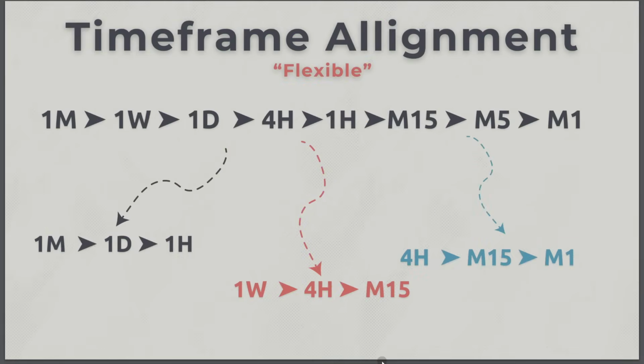Without time frame alignment, we cannot perform a top-down analysis. So we need to have a clear time frame alignment. This way, we can perform the top-down analysis perfectly. And we need 2 or 3 time frames. Now there are 2 approaches or 2 options that you have. Either take 3 time frames or 2 time frames, and you're going to know the difference in the next slides.